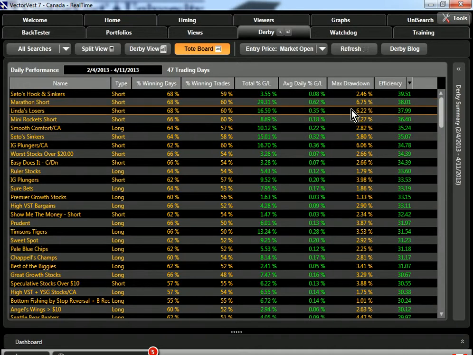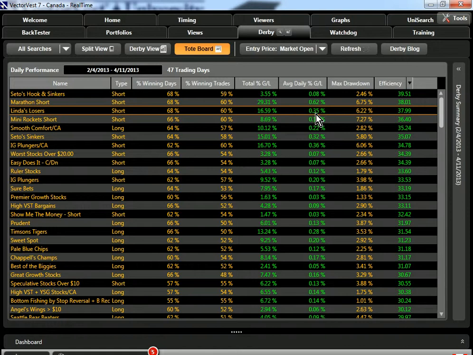And then you'd want to take a look at the next couple of performers just to make sure that you're not over optimizing your search selection. So with Linda's Losers, it does actually a very nice job as well, coming in at 16.59% over that period, with the same number of winning days and the same number of percent winning trades. But again, the daily performance is about half that of Marathon Short. So Marathon Short is the one to focus on.